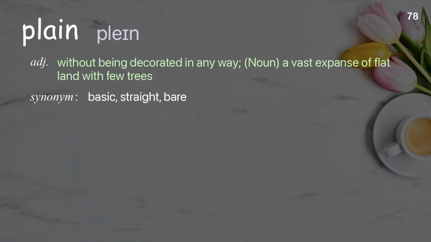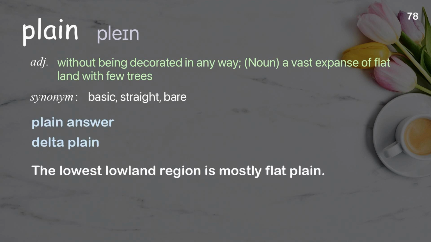Plain. Without being decorated in any way. Noun, a vast expanse of flat land with few trees. Examples. Plain answer. Delta plain. The lowest lowland region is mostly flat plain.